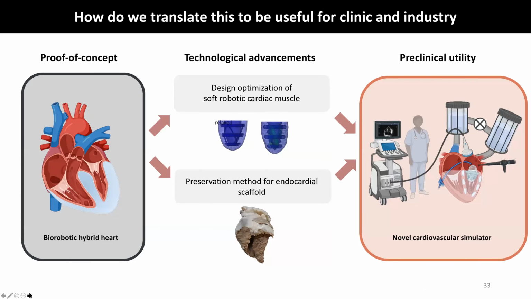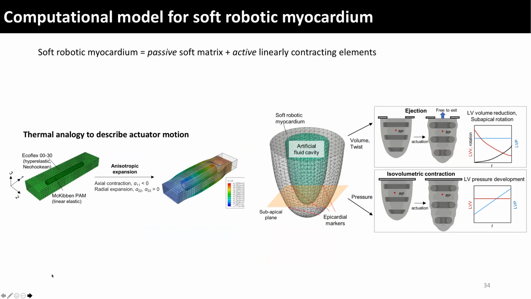To really make this clinically viable or preclinically useful as a test bed, we had to optimize the design of the soft robotic cardiac muscles to get the accurate biomechanics and hemodynamics, and then figure out a preservation method for the endocardial scaffold so that it would last longer. We started a computational modeling exercise to optimize the design of the synthetic myocardium. We used finite element modeling. We used a thermal analogy to describe the actuator motion based on experimental data.